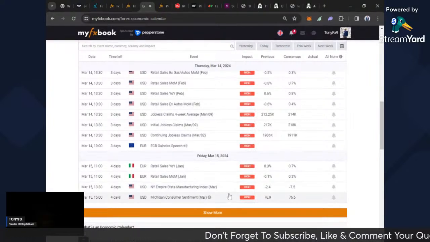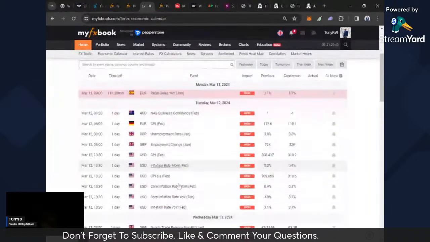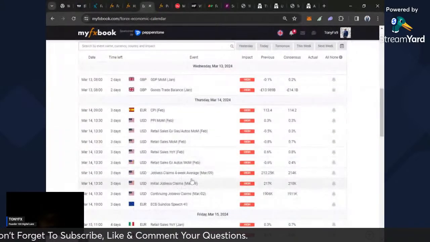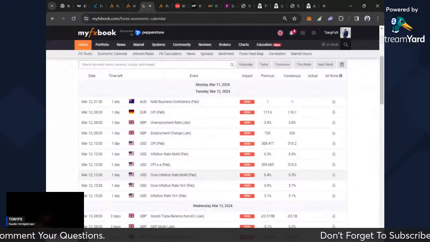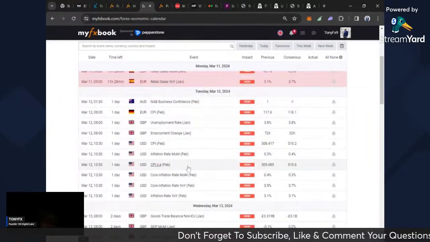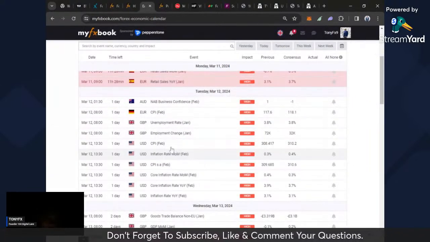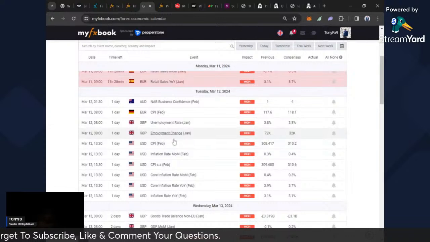So we're watching out for our sell trigger on Tuesday and our sell trigger on Thursday for the dollar, because those are the days when dollar has high impact news. But I'll be much more interested in Tuesday for the dollar to push because of this CPI, because inflation has been increasing massively in the United States of America.